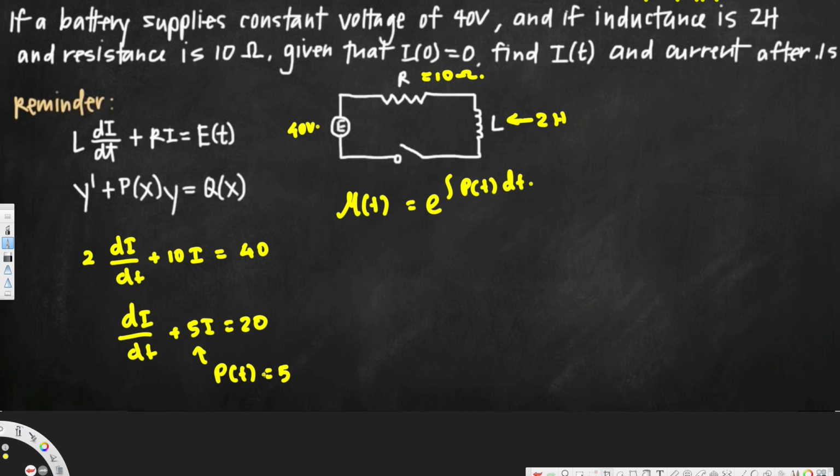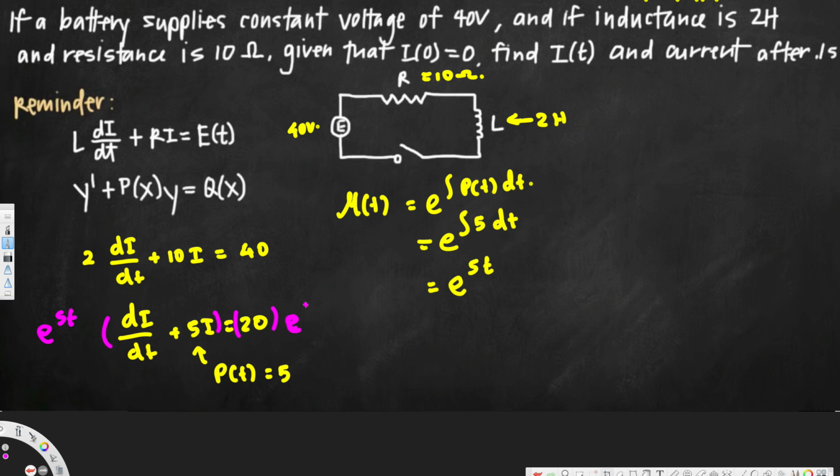And we found out the p of t already, so we can go ahead and plug that one right here, and this is going to be e power integration of 5 dt. 5 is a constant, so it's not going to do anything, and integration of dt is going to be just t. So the integrating factor is going to be e power 5t. After we find out the integrating factor, we have to multiply this first order linear differential equation both sides by this integrating factor. So we are going to multiply both sides by e power 5t.